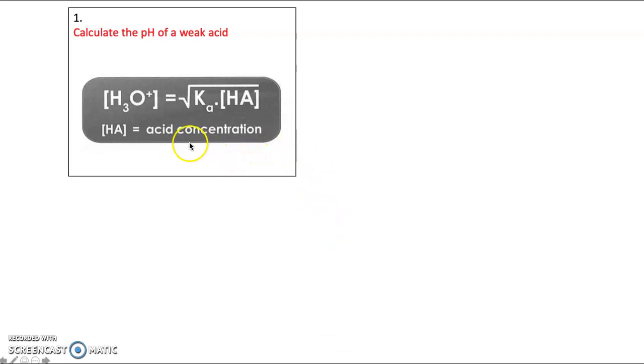This here is not provided on the resource sheet, and you will need to know it if you are going to use this shortcut method. So what you do is you find your hydronium concentration by taking the square root of the Ka of the weak acid, and we multiply that by the concentration of the weak acid itself. From there you would need to convert it to pH, taking the negative log.